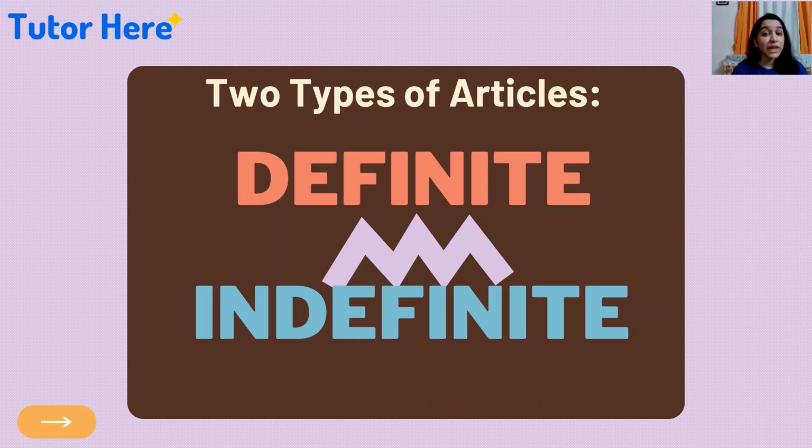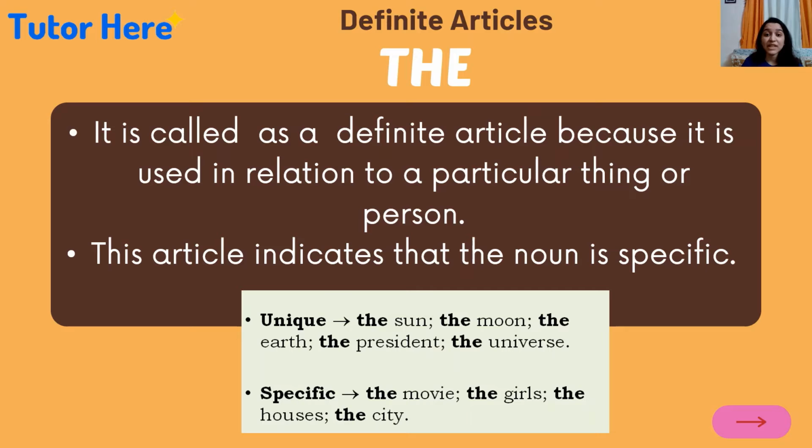So there are two types of articles that we are going to learn. First one is definite articles and second one is indefinite articles. Now the first type is definite articles. For definite articles we'll use the word the. It is called a definite article because it is used in relation to a particular thing or a person. That is, this article indicates that the noun is specific.